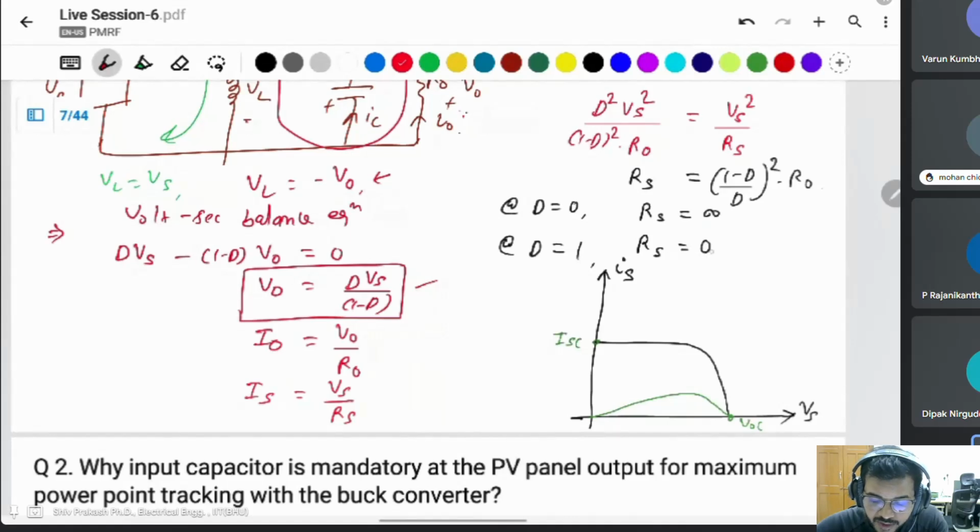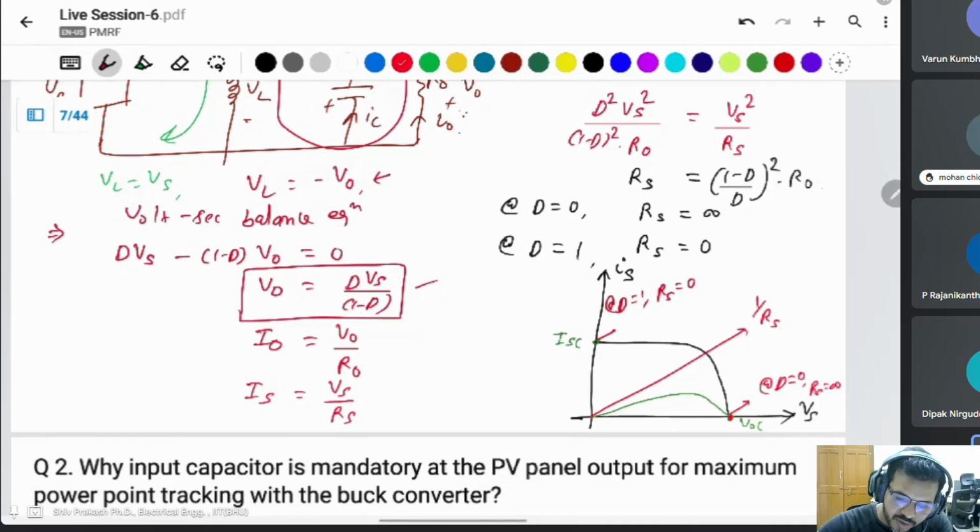Source resistance is 0, it means short circuit. This will be the short circuit at D is equal to 1, Rs is equal to 0. At D is equal to 0, Rs will be infinity, it means open circuit. If you take a load line on Rs, according to this, you can say it will vary from here to here, D is equal to 0 to 1. This whole region is the operating area for the buck boost converter.